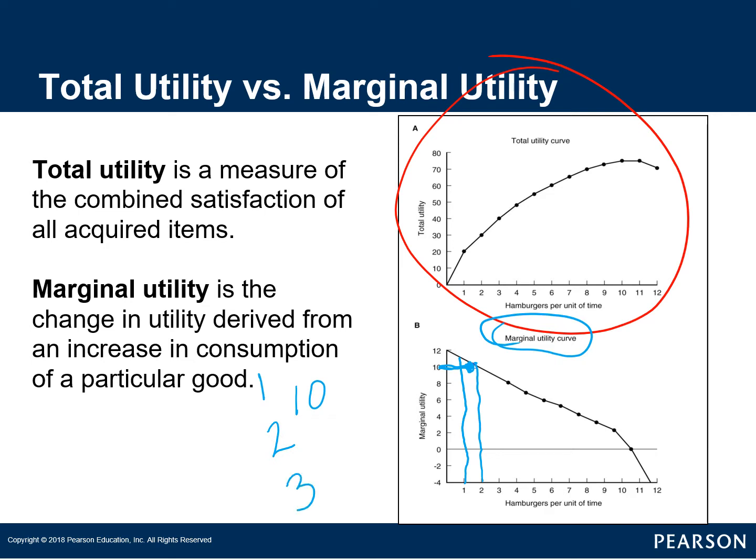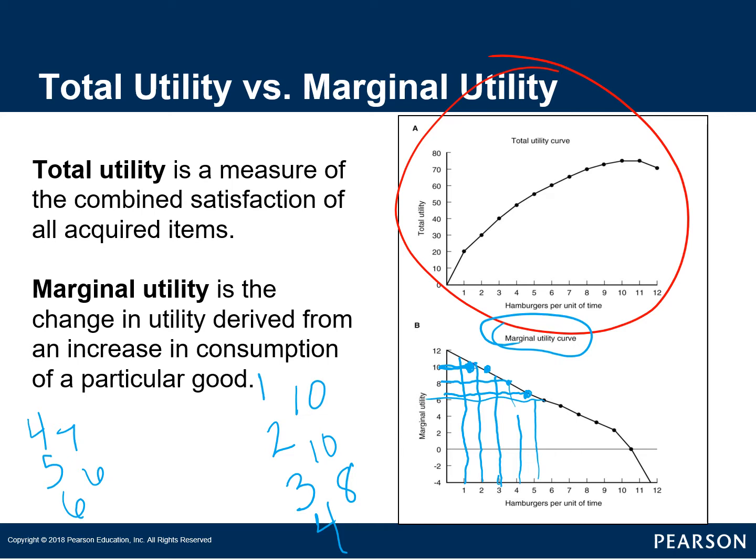Moving from 2 hamburgers to 3 hamburgers, our marginal utility is also very close to 10. When we move from 3 hamburgers to 4 hamburgers, we're a little bit lower here, maybe an 8. And then I'm going to have to write this over here. 4 hamburgers to 5 hamburgers, we're right here, marginal utility maybe at a 7. 5 hamburgers to 6 hamburgers, our marginal utility is about a 6.